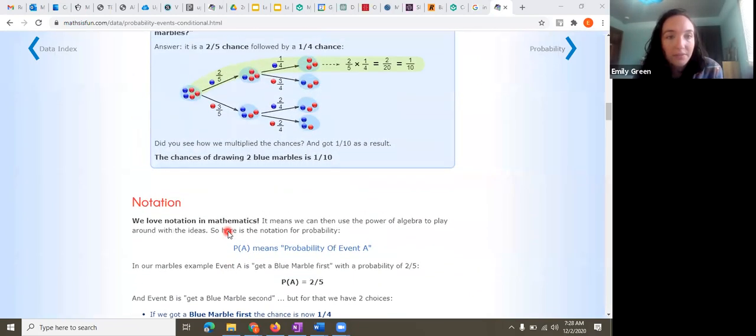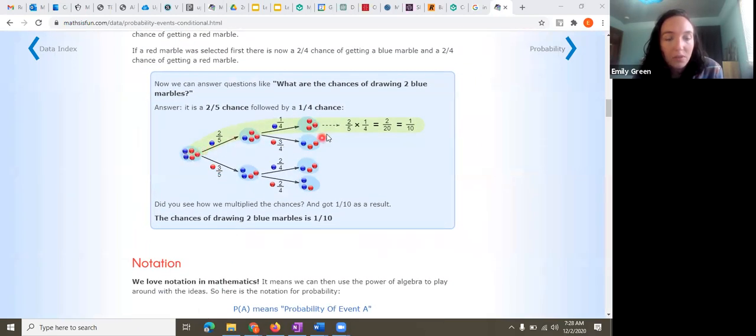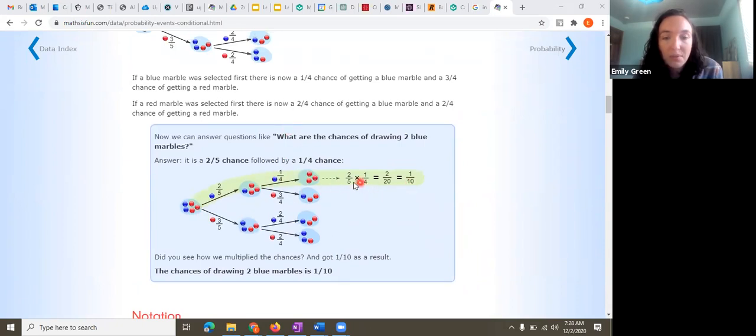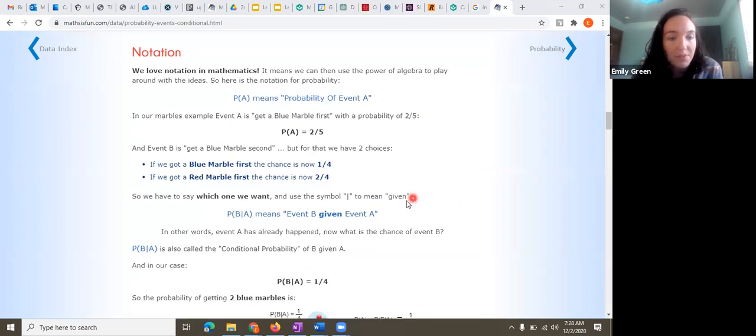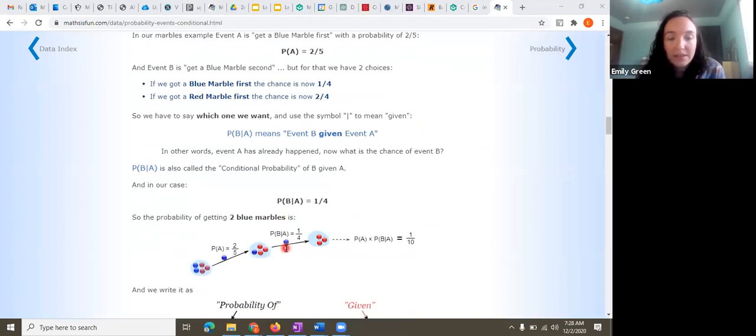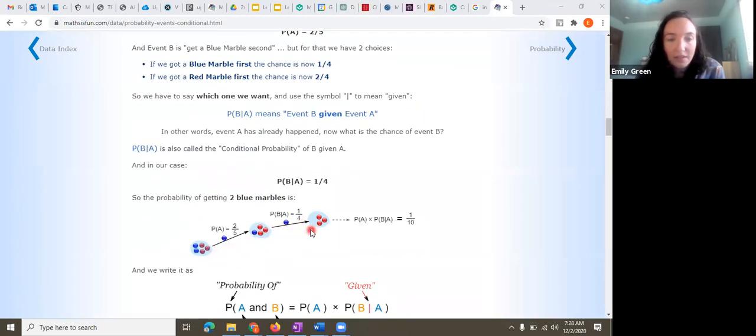So if we scroll back up here, here's what we're looking at. We're looking at what's the probability of picking this blue marble the second time, given that we got a blue marble the first time. And so judging by this tree, the answer was 1/4. This example is looking at the probability of getting a blue 2 times, and that is where we would multiply the two probabilities together. So that's the probability of B and A. So 2/5 times 1/4, two separate things. But for this one, the probability of event B given event A, like we see here, is 1/4.